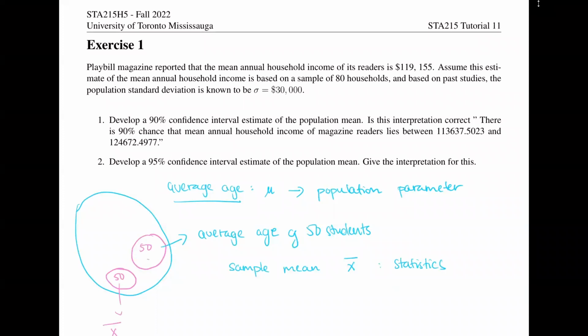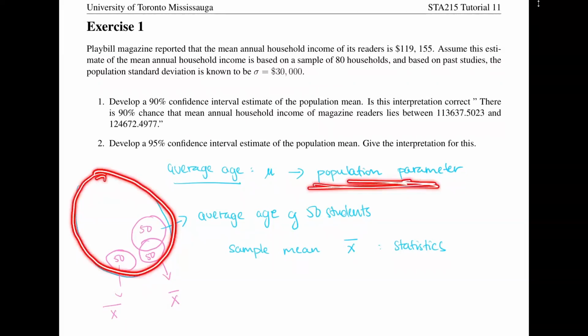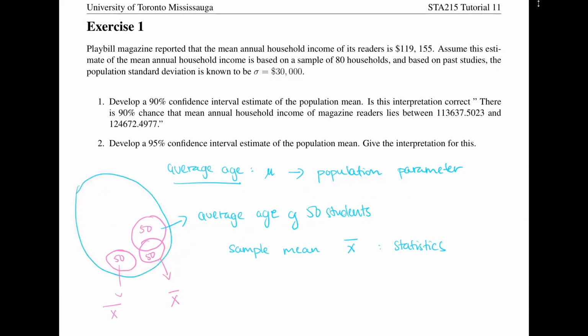Or if you sample these 50 students, even though they overlap, it will still probably give you a different average age for these 50 students. So the sample mean varies across samples. However, the population parameter is the average of this whole set, so it is kind of like a constant.